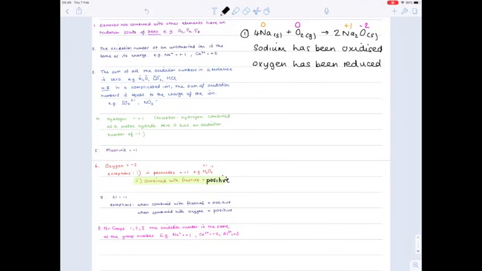Although sodium has been oxidized, it means it has automatically acted as a reducing agent because it has caused oxygen to be reduced. So you can write sodium has been oxidized, and you can also write sodium acts as a reducing agent. Concurrently, if oxygen has been reduced, it means it has automatically acted as an oxidizing agent.